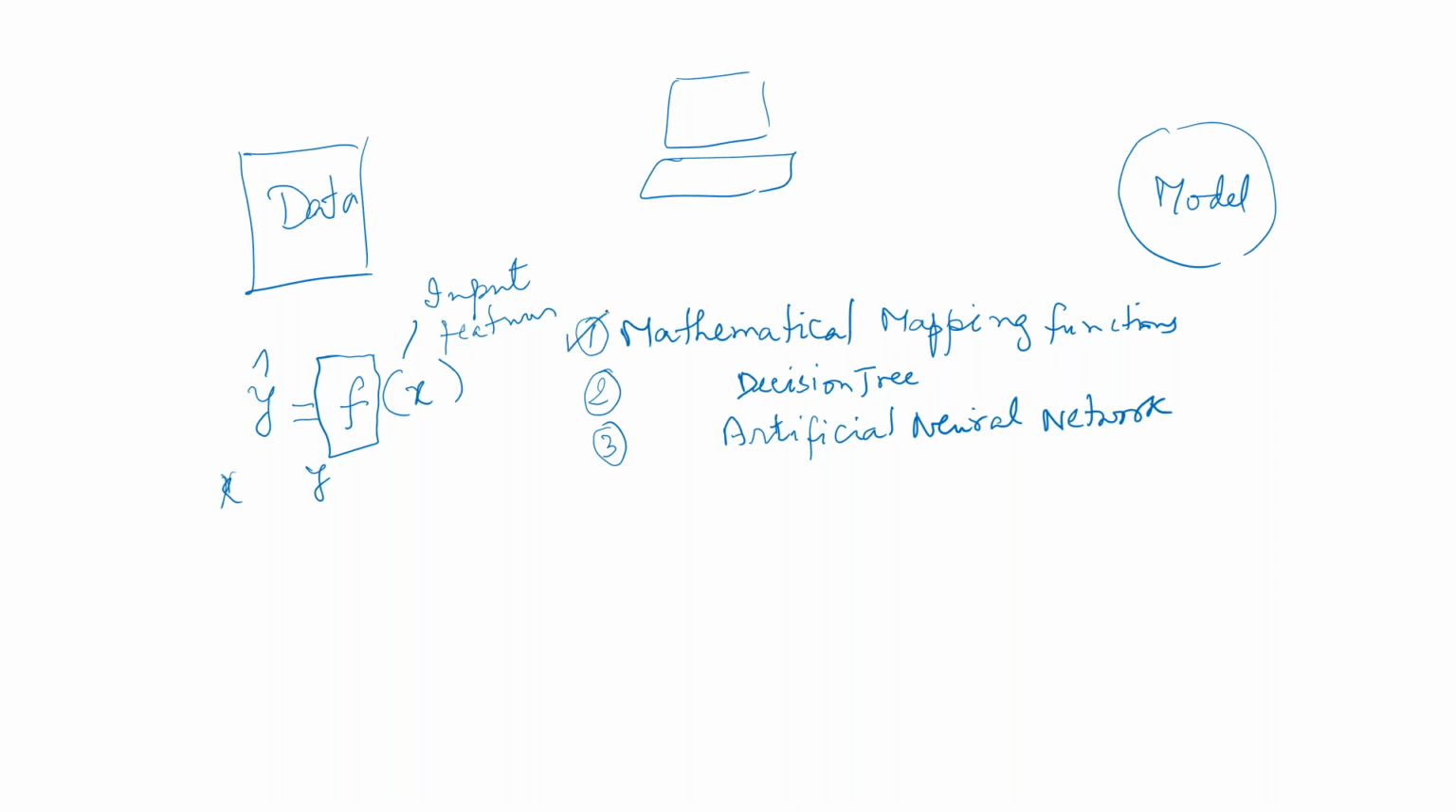So either a mathematical mapping function or a decision tree or an artificial neural network. The aim is that when I use a particular data consisting of input features and a target variable, the model should figure out, of many possible mapping functions, the best function that describes the underlying relationship between my input features and target variable. Why is the true underlying relationship needed?